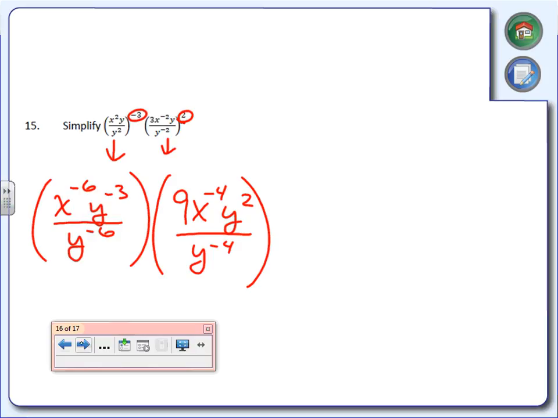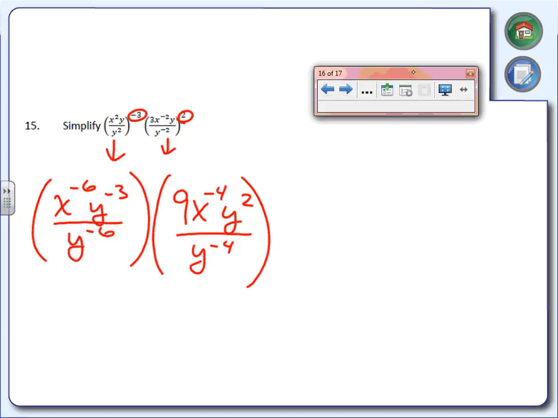Now I'm going to simplify here. Right here I can take these two exponents because they're both y's, they have the same base, and I can subtract those. So if I do negative 3 minus a negative 6, what is that, Lorenzo? Negative 3 minus a negative 6. Put it in your calculator. Positive or negative 3? Positive 3.